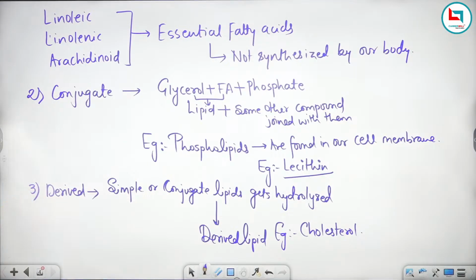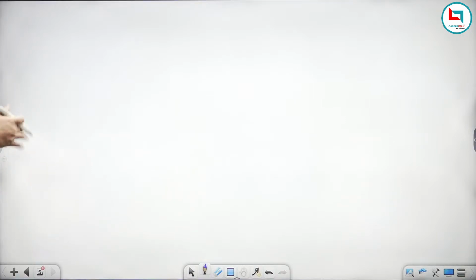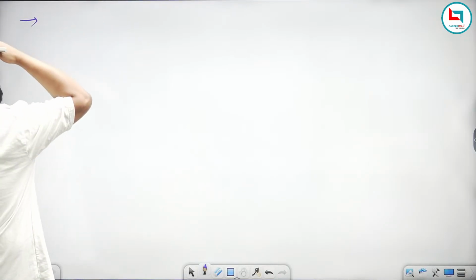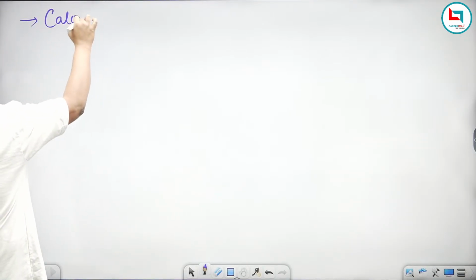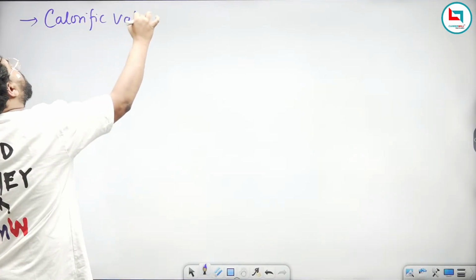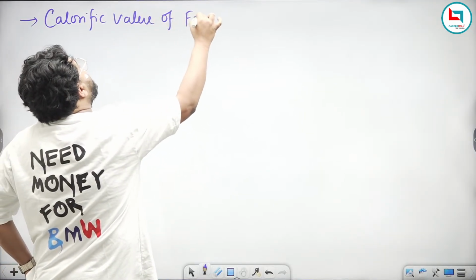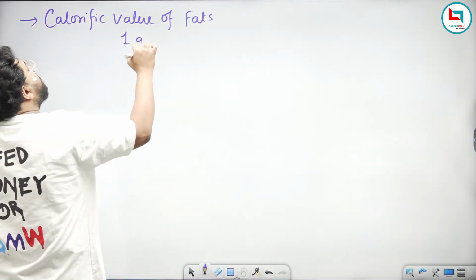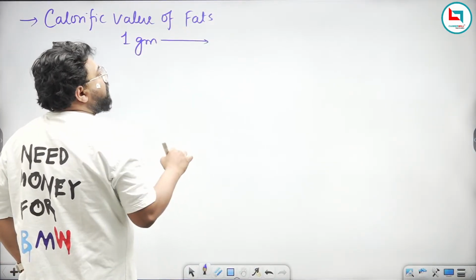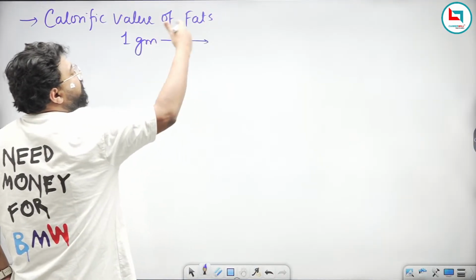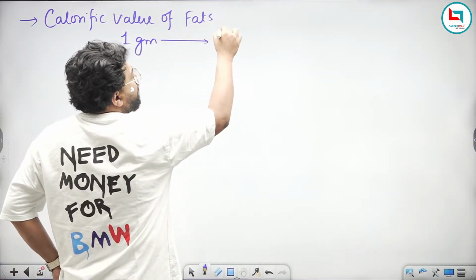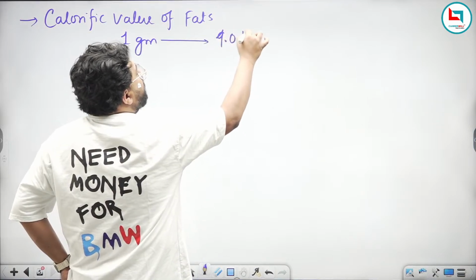Derived lipid. Fine. Now, all these lipid molecules are compounds made up of carbon, hydrogen and oxygen, just like carbohydrates, but the amount of oxygen varies in fat molecules, as well as the calorific value of fats. One gram of fat on complete oxidation, or I can say one gram of fat yields 9.0 kilocalorie energy.